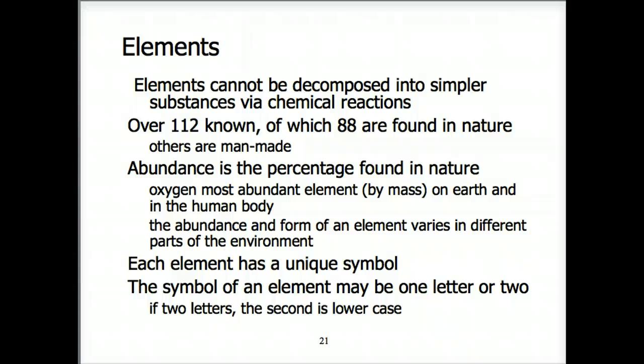And remember, elements cannot be decomposed into any other substance from a chemical reaction. There's some other things that we should talk about. Abundance is how much we find in the earth, typically, or in the human body. That'll be reported. Each element has a symbol. That symbol is either one letter, one large capital letter, or if it's two letters, it has a capital letter first, and the second one is lowercase.